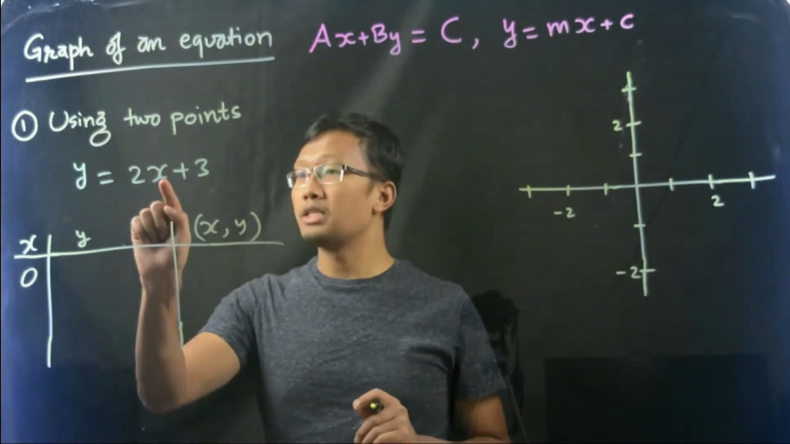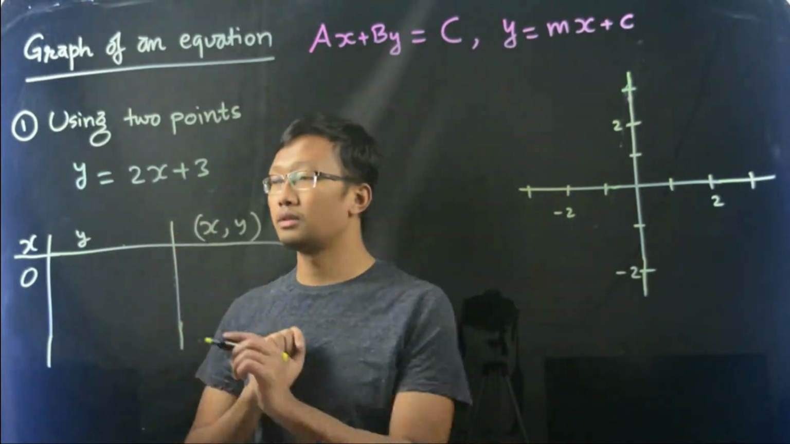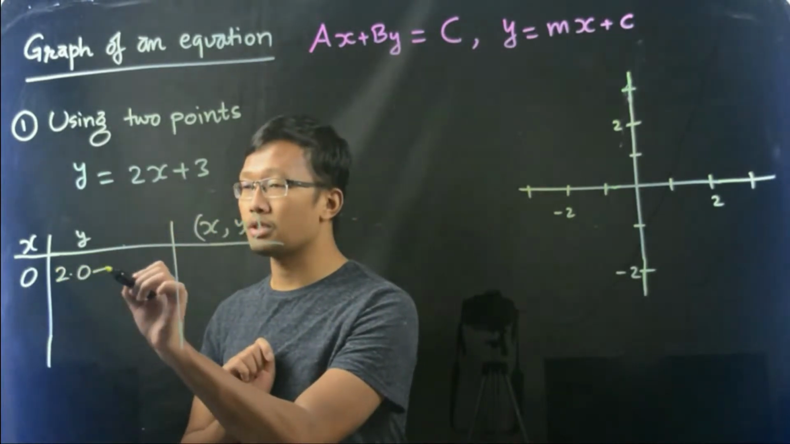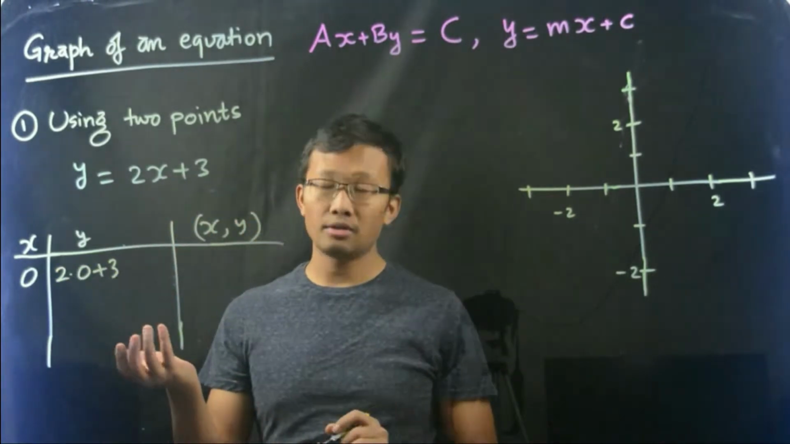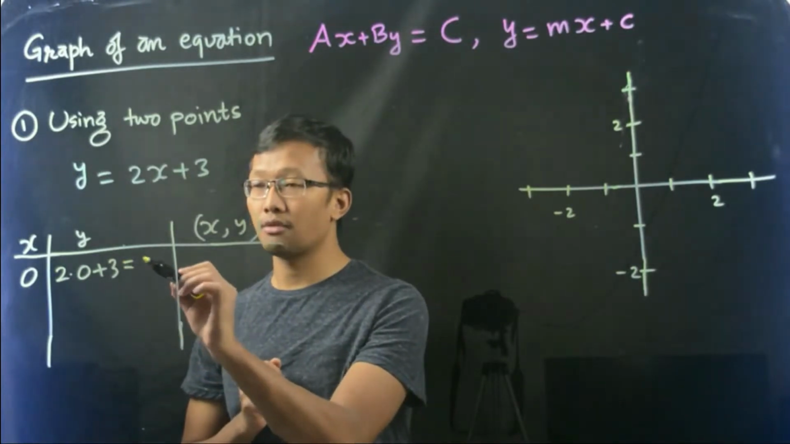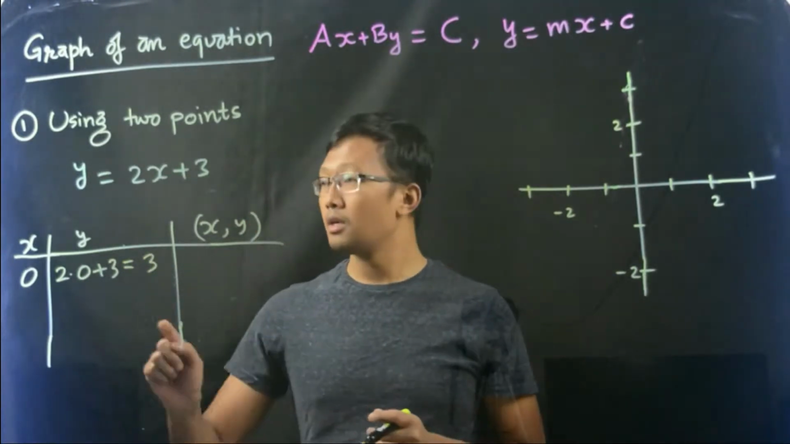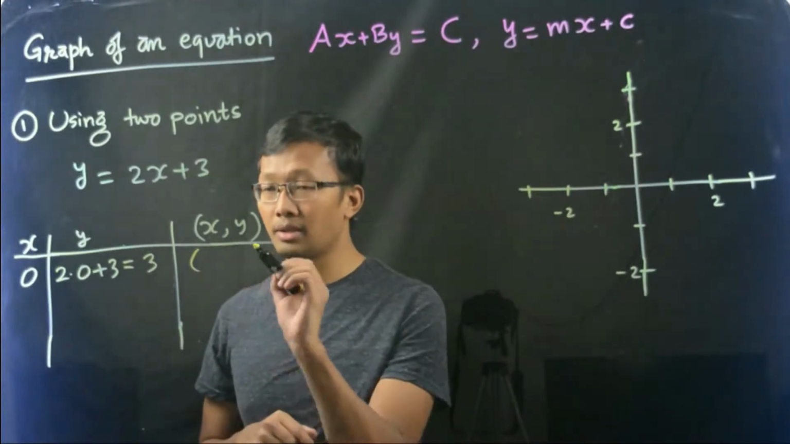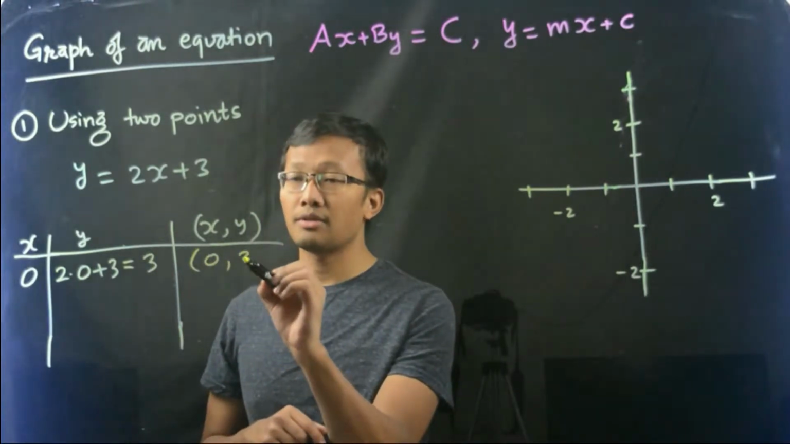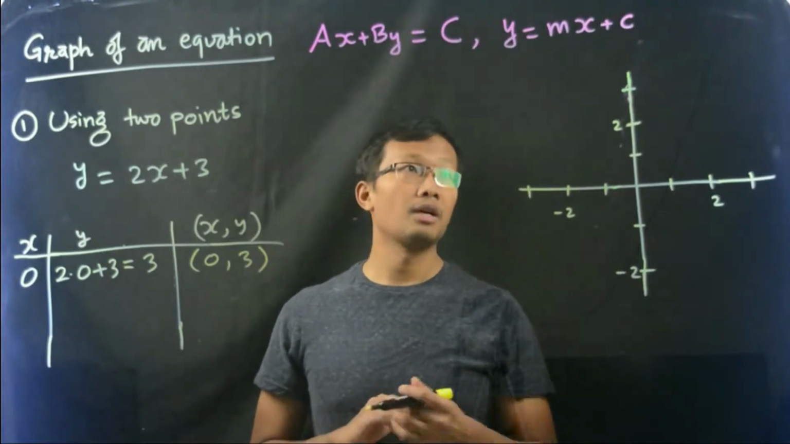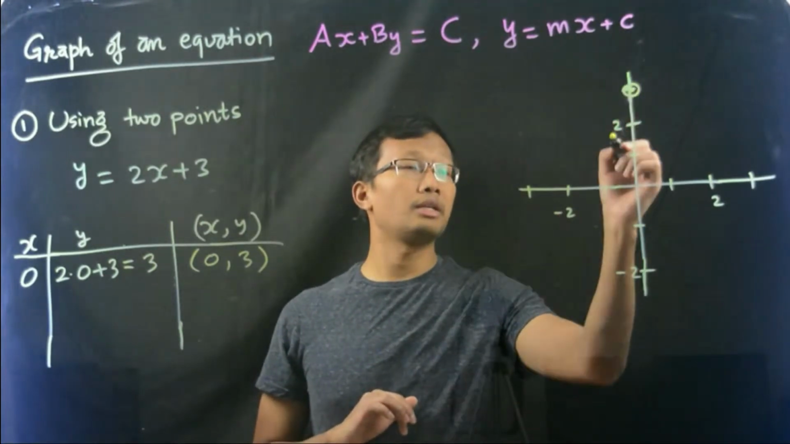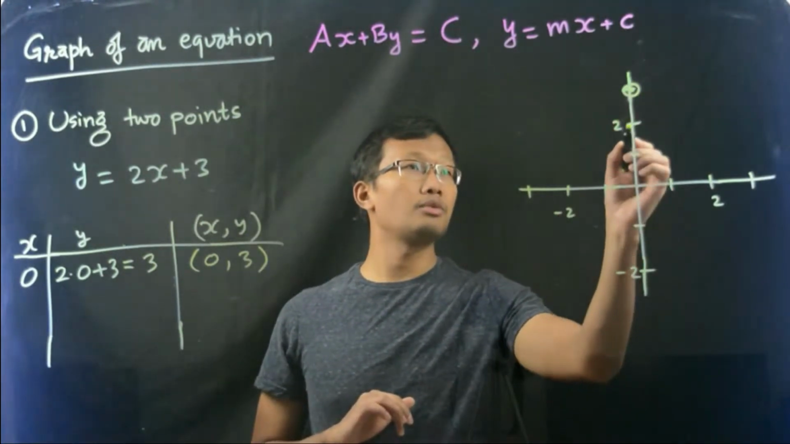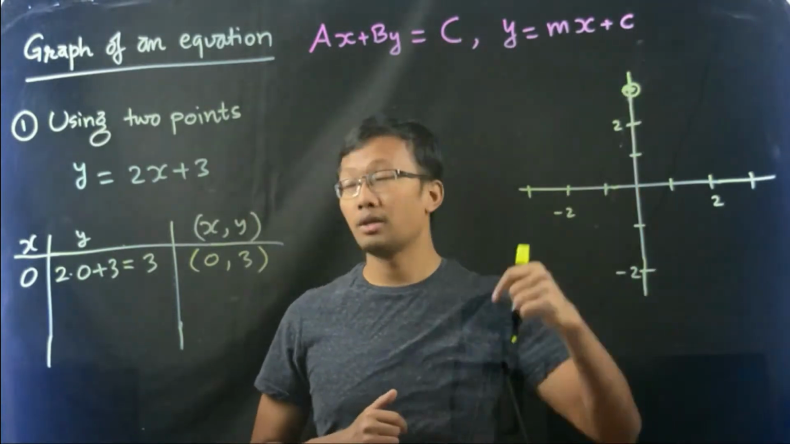So if we plug in 0 in here, then this would be 2 times 0 plus 3. 2 times 0 is 0, plus 3 is 3 itself, so that's 3. X is 0, y is 3, the corresponding number is 3. So 0 comma 3 is the first point, which lies somewhere here. Okay, 0 comma 3, 3 units upward.